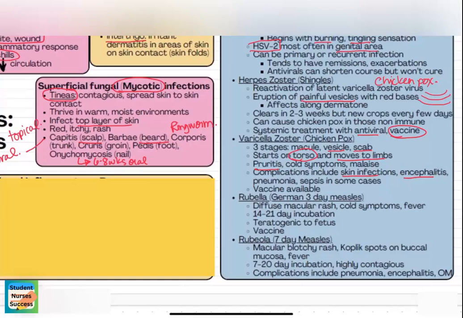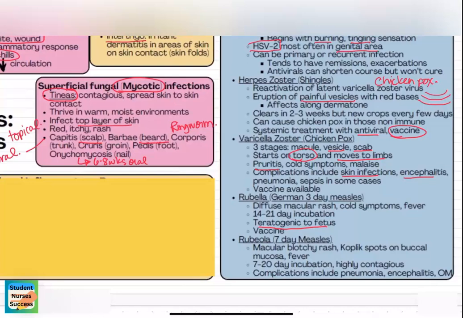Rubella, or the German 3-day measles, is a diffuse macular rash, so it's flat and it's just red spots. Patients have cold symptoms and fever. Incubation is about 2 to 3 weeks. The problem with rubella, it is very teratogenic to the fetus.